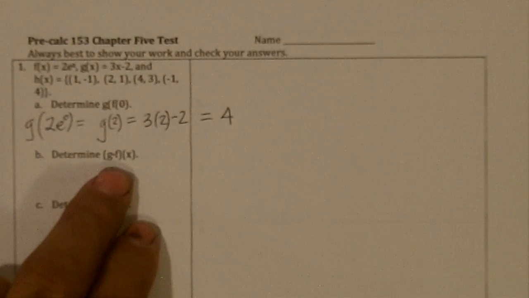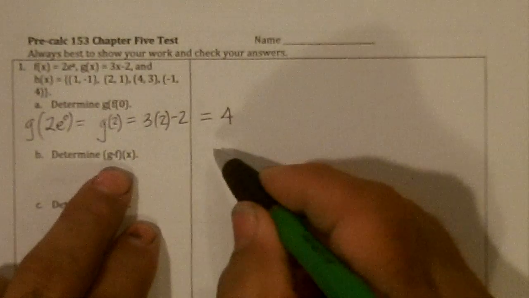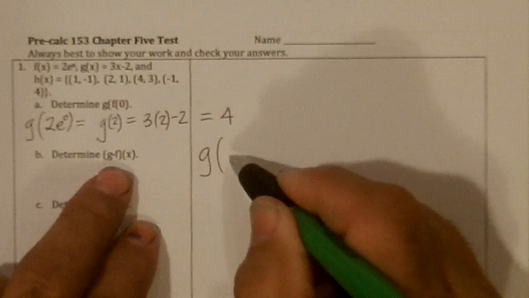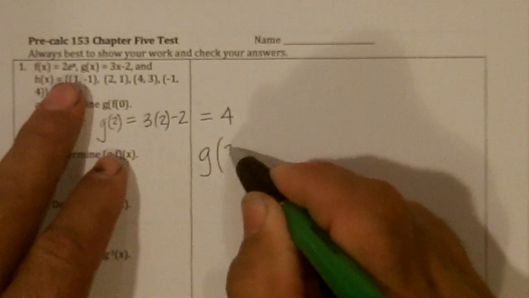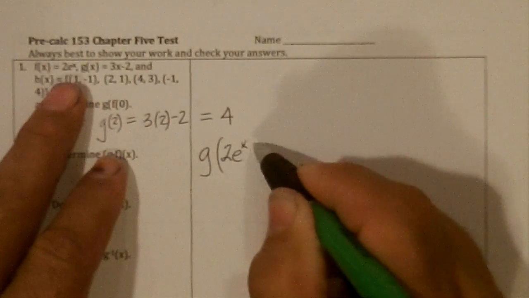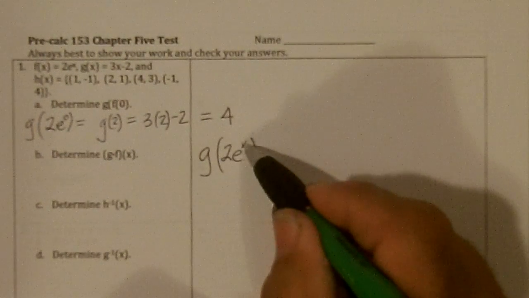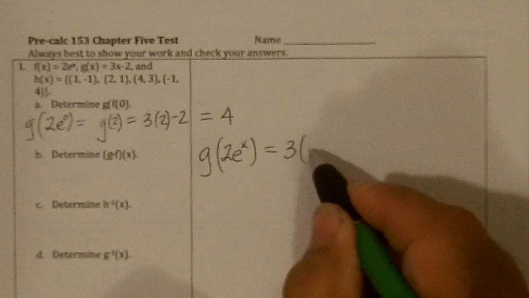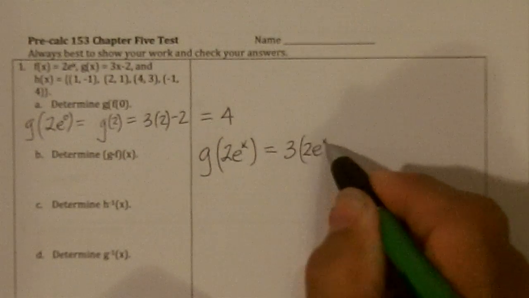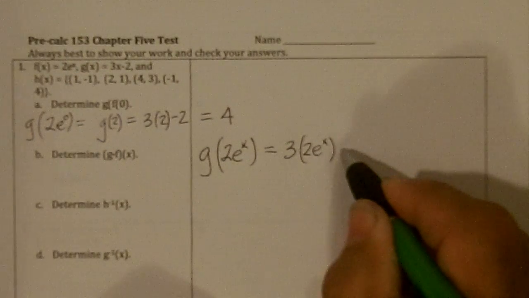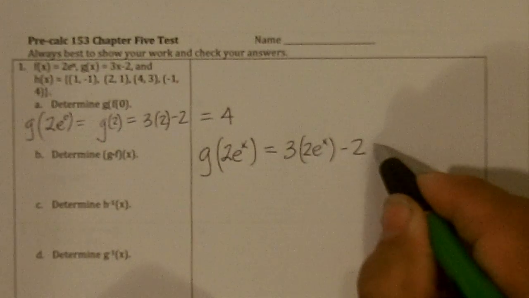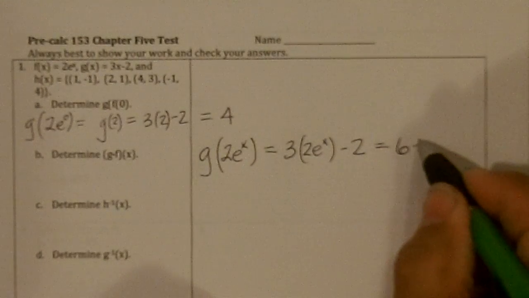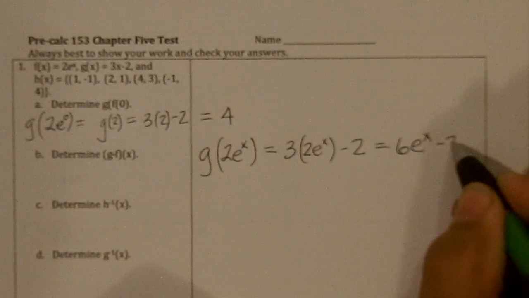Now it says g of f of x. f of x is 2e to the x. So we've got to put 2e to the x in for the x's. So it'd be 3 times 2e to the x minus 2. And this would be 6e to the x minus 2.